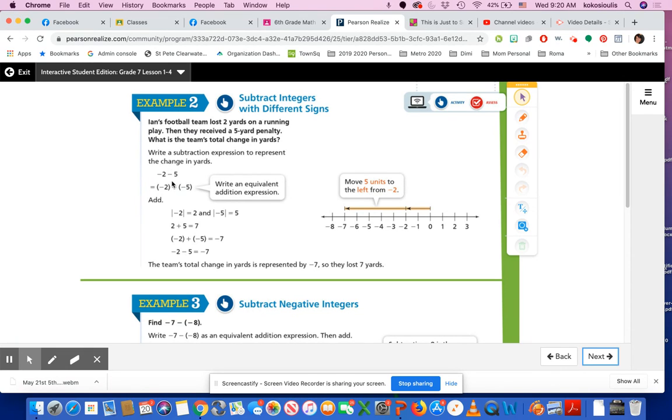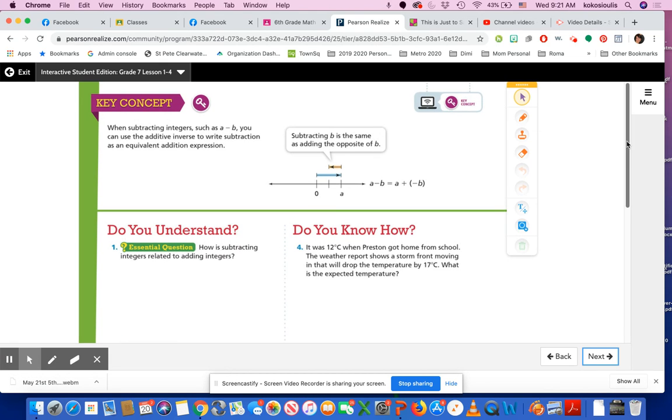Okay, -2 minus 5. I taught you this. You change the minus to a plus, and then you change the second sign. So it's really -2 plus a -5. And that's fine. First, we go over -2, and then we have to move 5 more, and that gets us to -7.